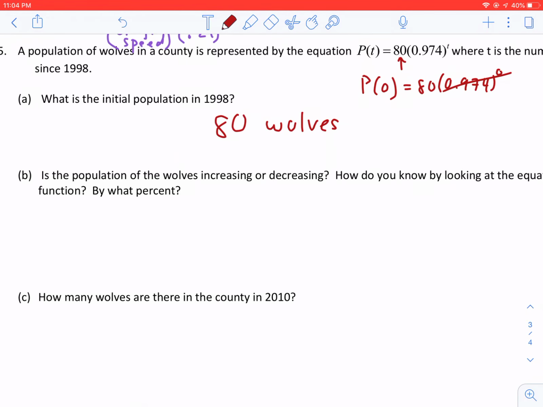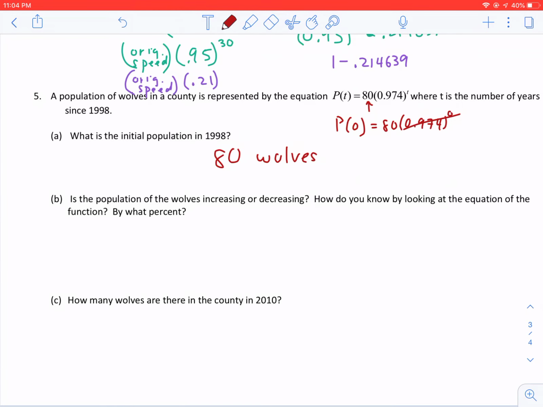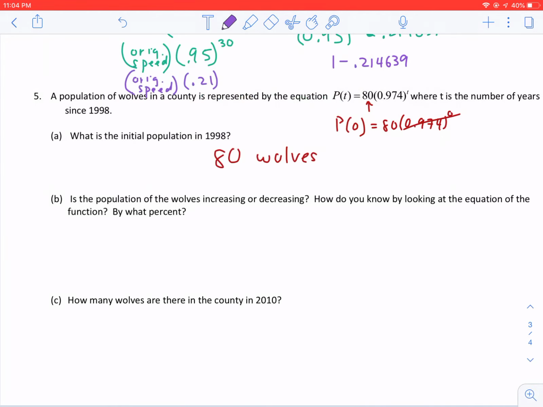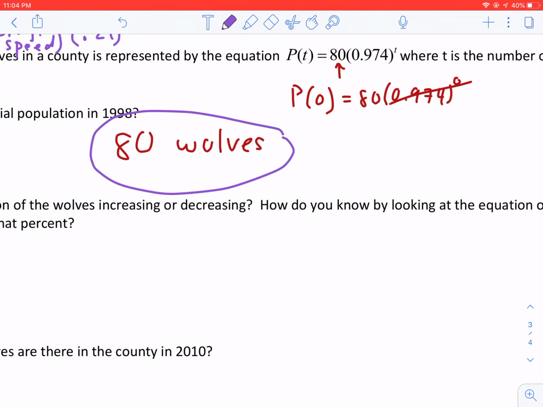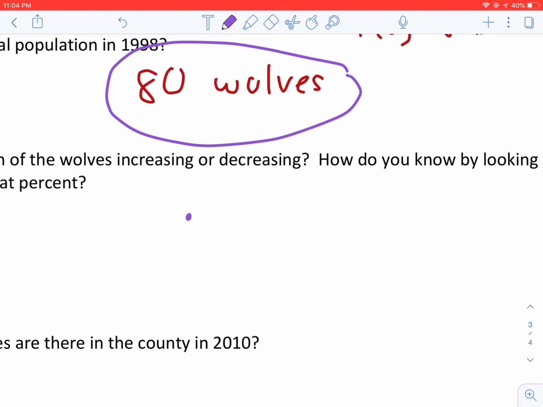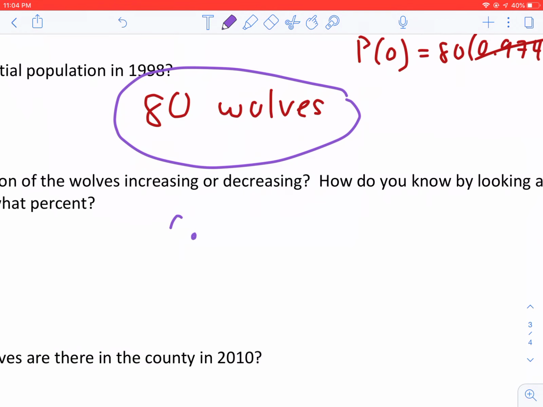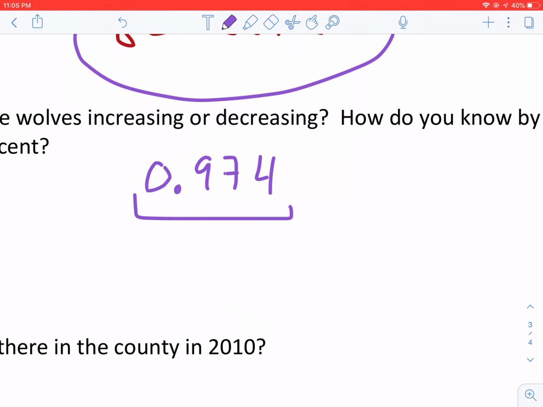Is the population of wolves increasing or decreasing? How can you tell, just by looking at the equation, and by what percent is it decreasing? So our original population of 80, we're multiplying it by 0.974. So this here, that is our growth factor.